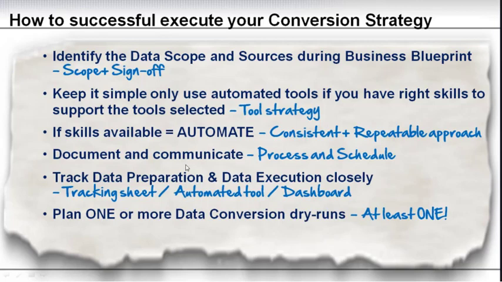Plan one or more data conversion dry runs, at least one, I would say. It might have a reduced scope, but you need to do one dry run. Otherwise, you have a huge risk which might end up in a no-go decision for the go live. So plan at least one data conversion dry run. If you want to plan more, you can, but make sure that you communicate what you're going to do so everyone knows and you have sufficient time to actually do the task.